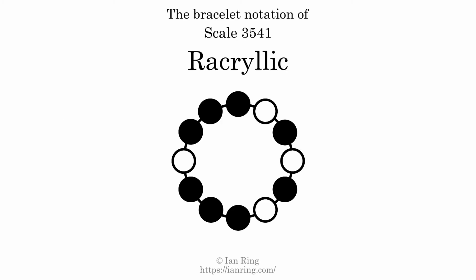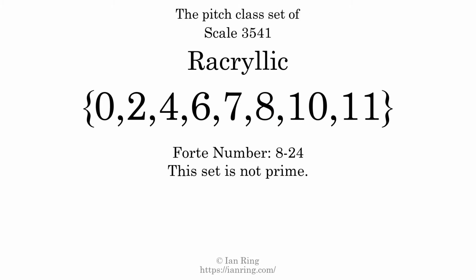This is a bracelet notation diagram of scale 3541. The shaded circles represent tones that appear in the scale, and they are read clockwise, starting at the top. The pitch class set for this scale is 0, 2, 4, 6, 7, 8, 10, 11. The forte class is 8-24. This set is not prime.